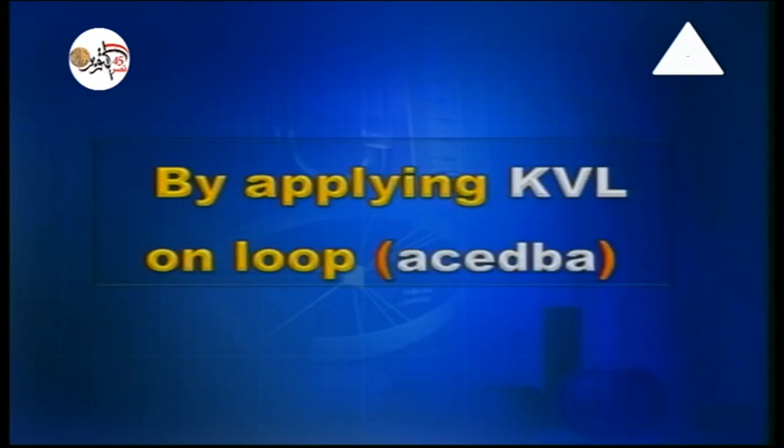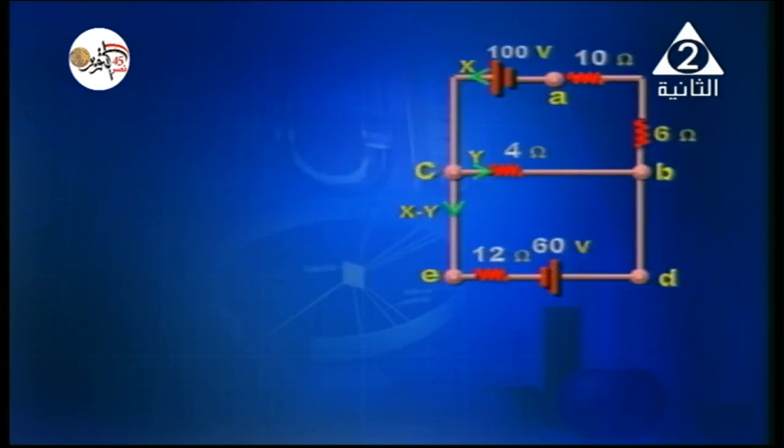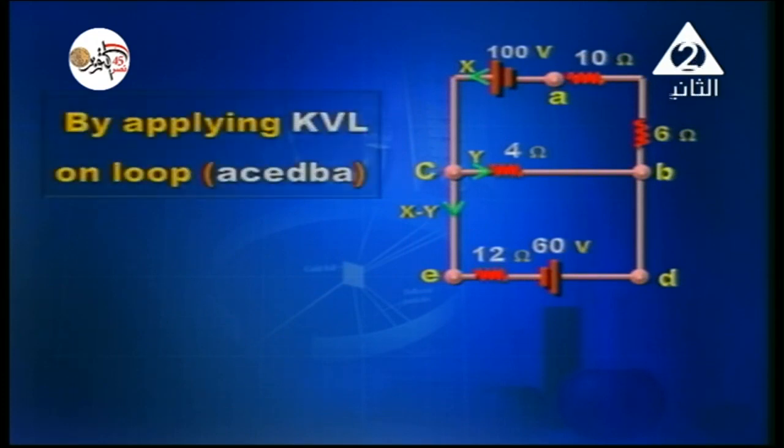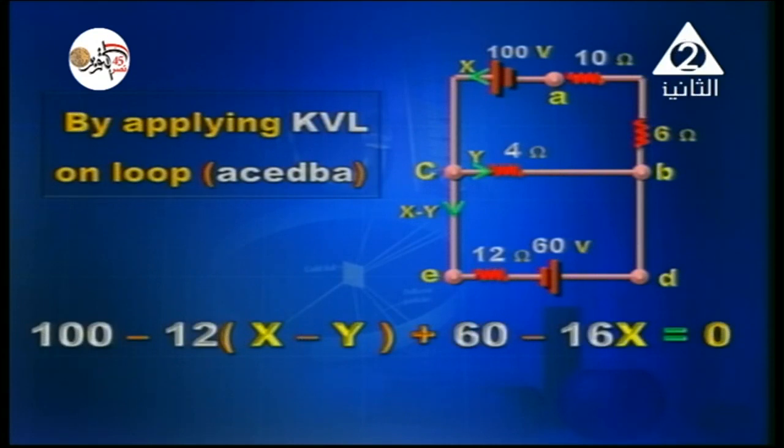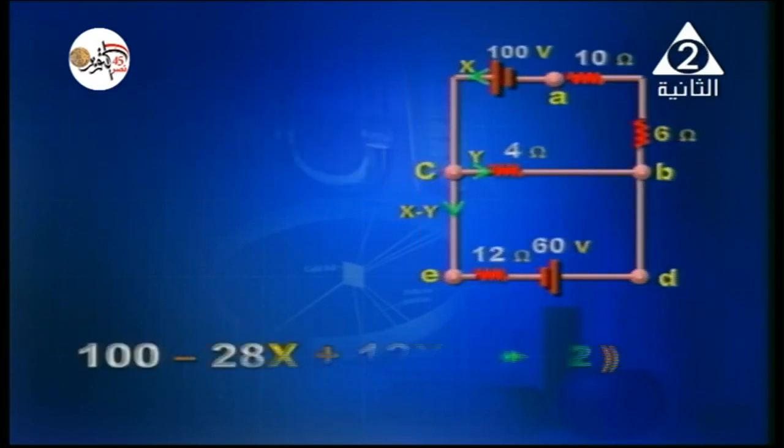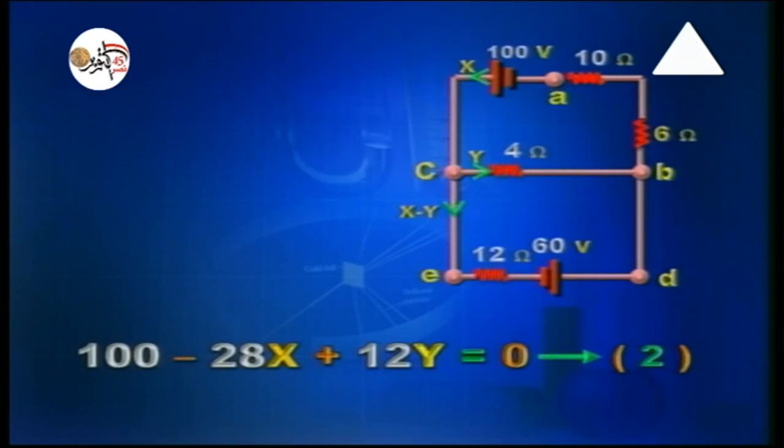By applying also Kirchhoff voltage law on loop A, C, E, D, B, A, we'll obtain the following equation. 100 minus 12, between two brackets, x minus y plus 60 minus 16x. Okay, so 100 minus 28x plus 12y is equal to 0. This is the second equation.